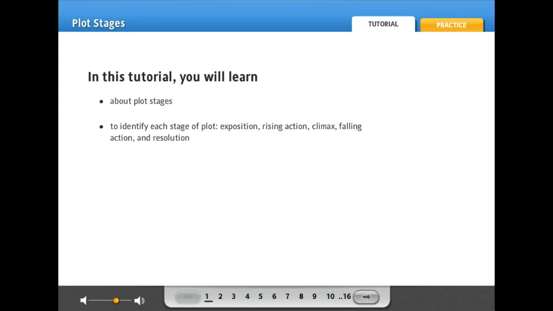In this tutorial, you will learn about plot stages, to identify each stage of plot: exposition, rising action, climax, falling action, and resolution.